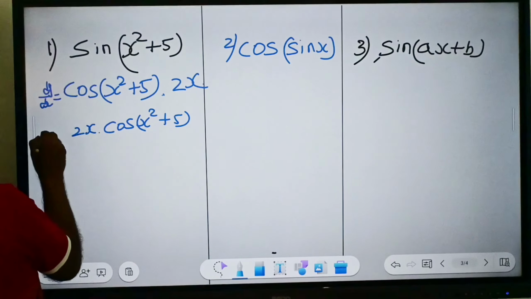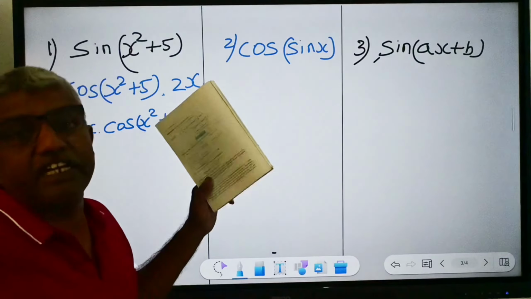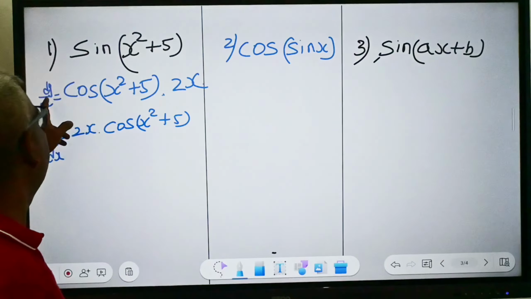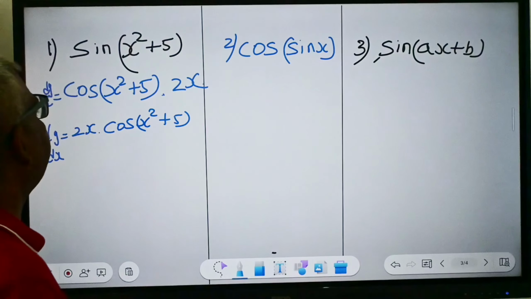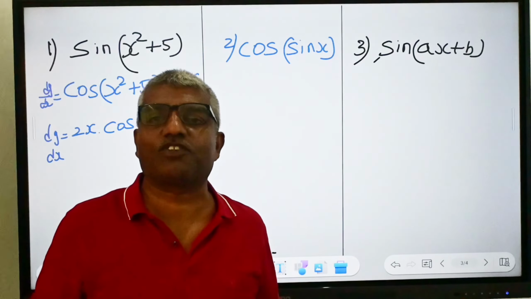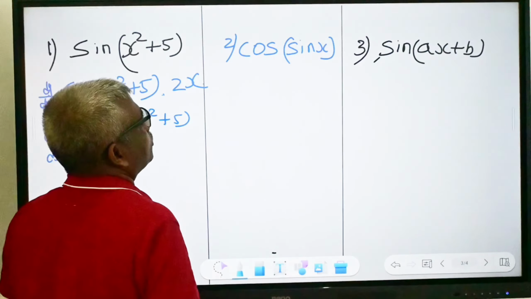Differentiation with respect to x. First let y equal to sin of x squared plus 5. Then differentiate. dy by dx is equal to cos of x squared plus 5, since sin x differentiates to cos x, times 2x. Okay. Now question number 2.